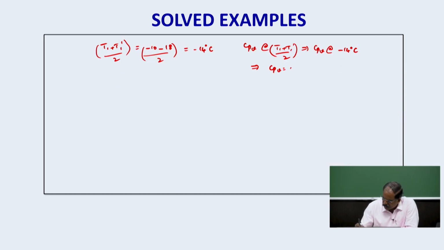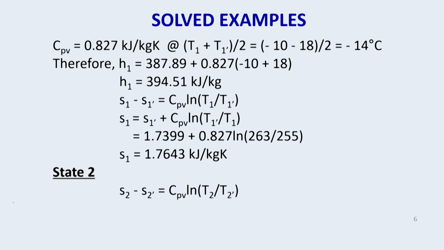Cp of vapor is equal to 0.827 kilojoule per kg Kelvin from the R134A table at minus 14 degree. So Cp of vapor is, this is what I have mentioned in the PPT, 0.827 kilojoule per kg Kelvin at the average temperature of T1 and T1 dash, which is minus 14. Now we can find out H1.